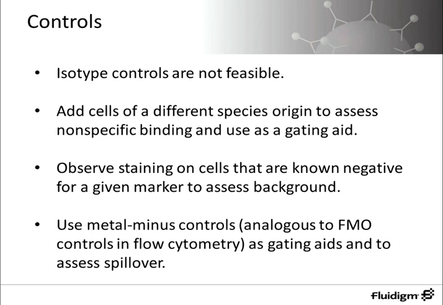And in some cases, where the resolution of a low signal from the negative or some potential spillover is difficult to do, you may want to use metal minus controls. So these are similar to fluorescence minus one controls, and again, they can help you not only to gate difficult populations, but also to assess, maybe when you're optimizing the panel at first, where you may have spillover issues.